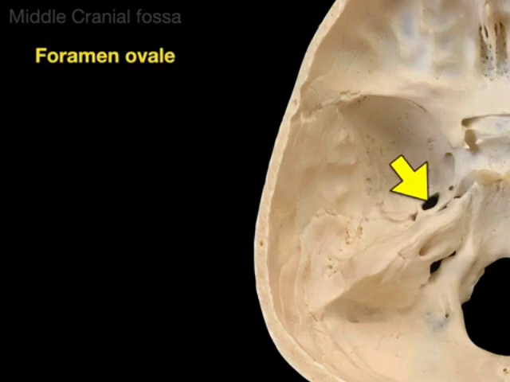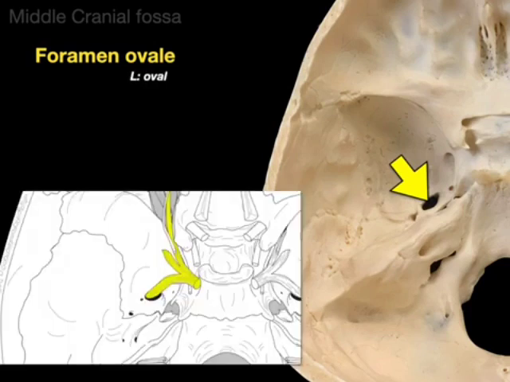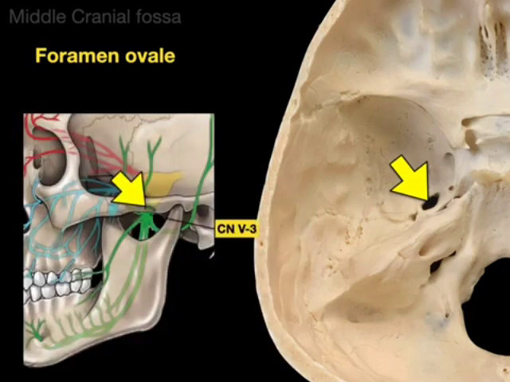Now, the foramen ovale gets its name for opening that is oval. And the V3 branch of the trigeminal nerve traverses that, going through the foramen ovale, and enters into the infratemporal fossa and into the oral cavity. So V2 goes to the maxilla, V3 goes to the mandible.